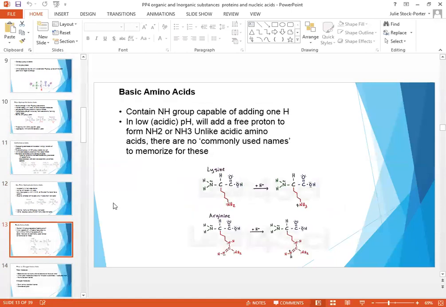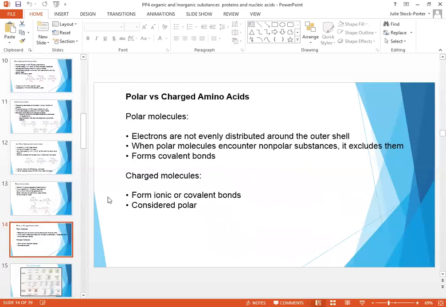Basic amino acids contain an NH group capable of adding hydrogen. So these bases are going to be able to pick up hydrogens, and the acidic are going to pick up the carboxyls, and the basic are going to pick up hydrogen, which is going to alter the way that this is going to be folding and behave.